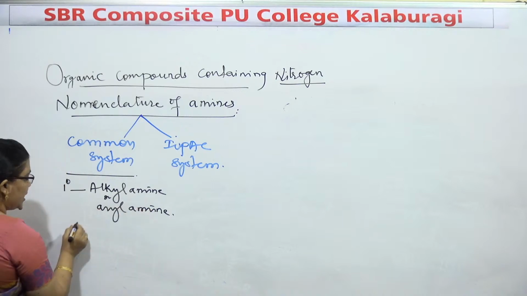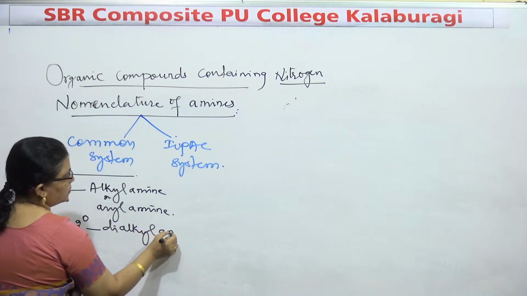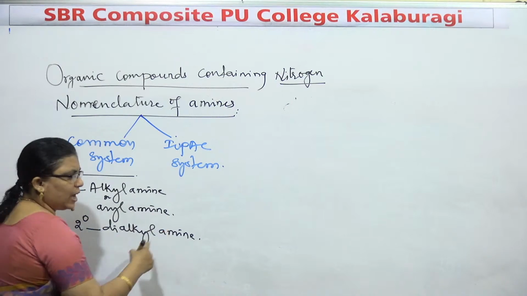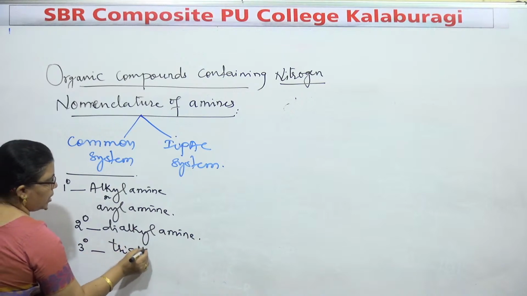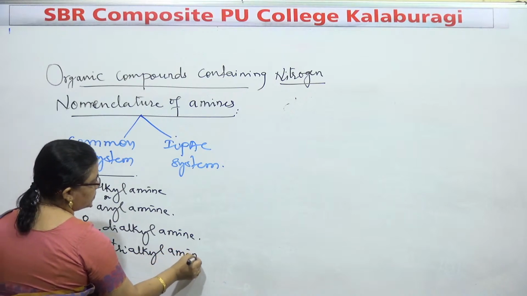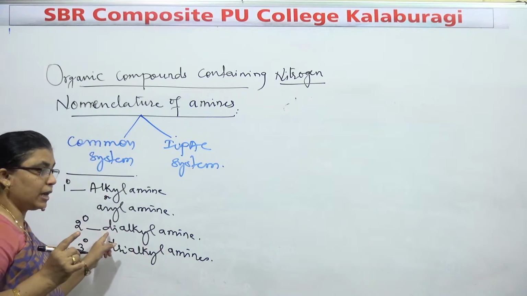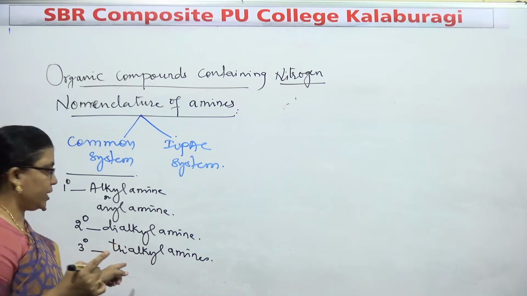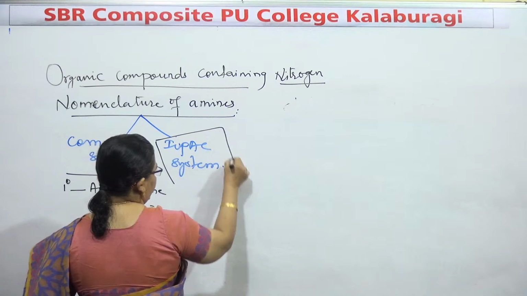Whereas the secondary can be named as dialkyl amine. After completing all this, we'll make the tabular column so you can understand better. Whereas the tertiary are known as trialkyl amines. Remember, whenever we are writing dialkyl and trialkyl, R and R dash may be same or different. That time we need to follow alphabetical order. Now, according to IUPAC system, very important.